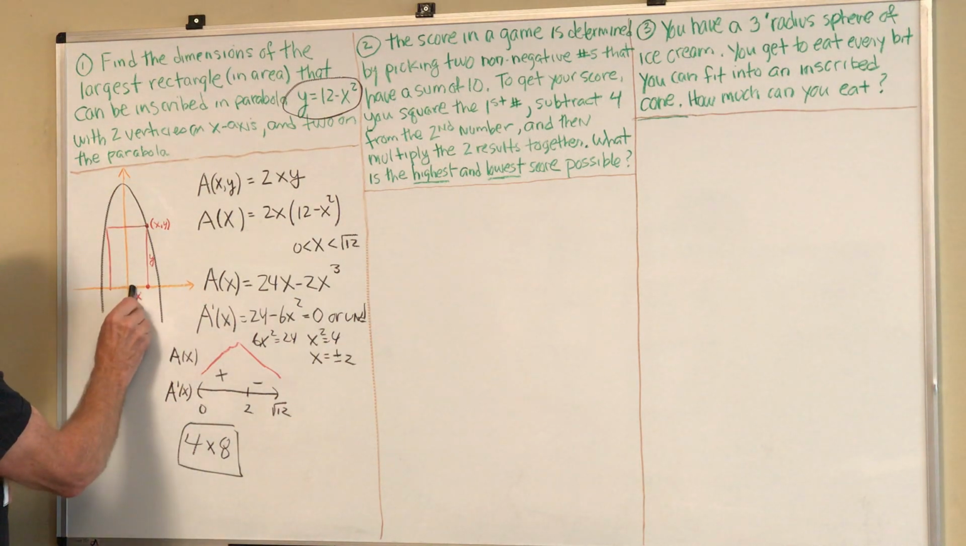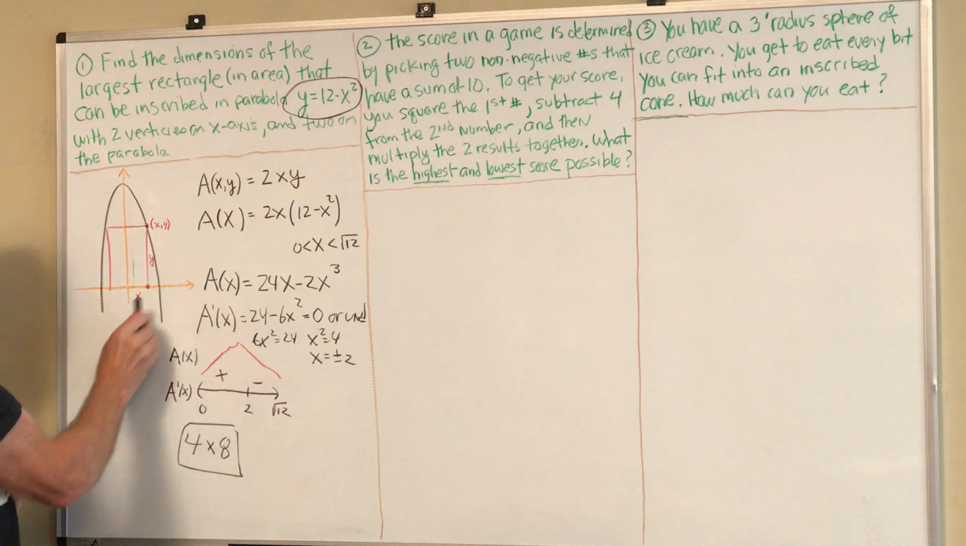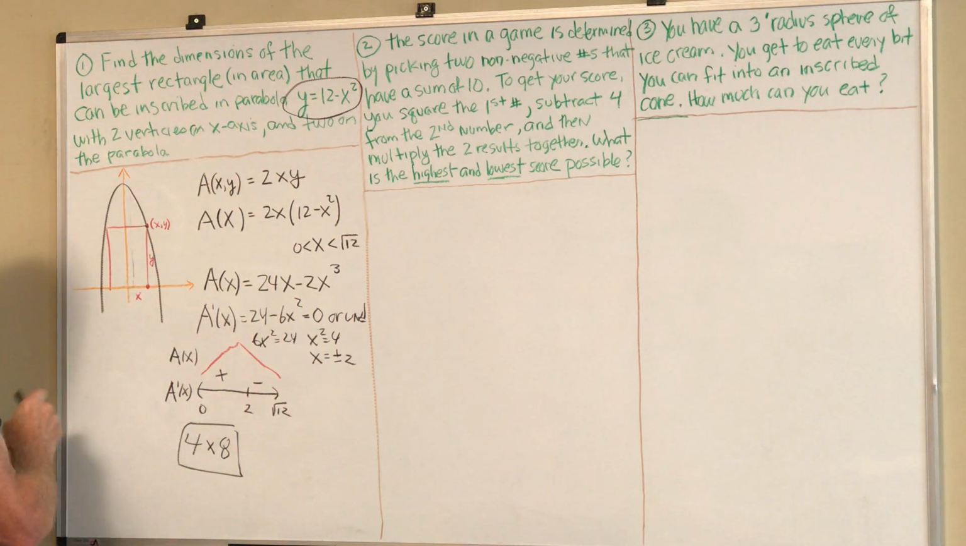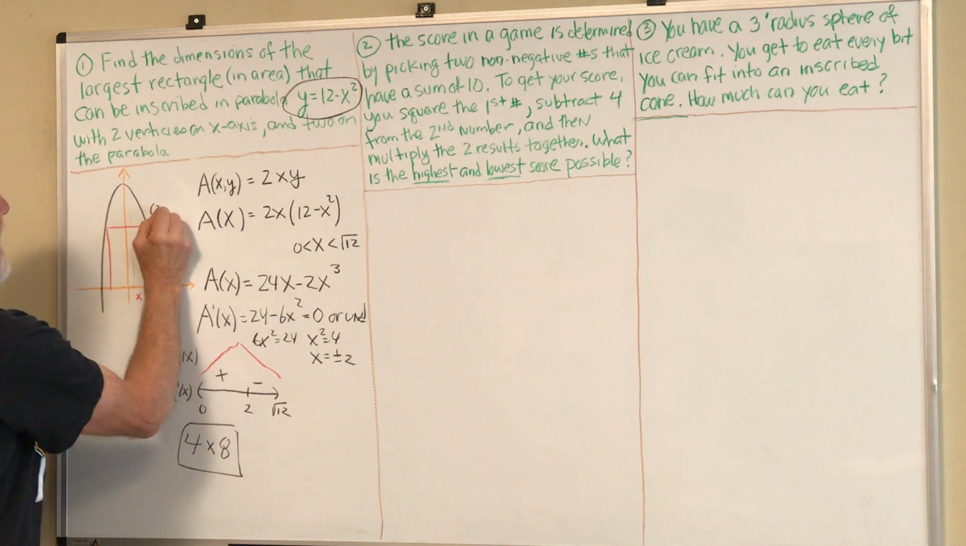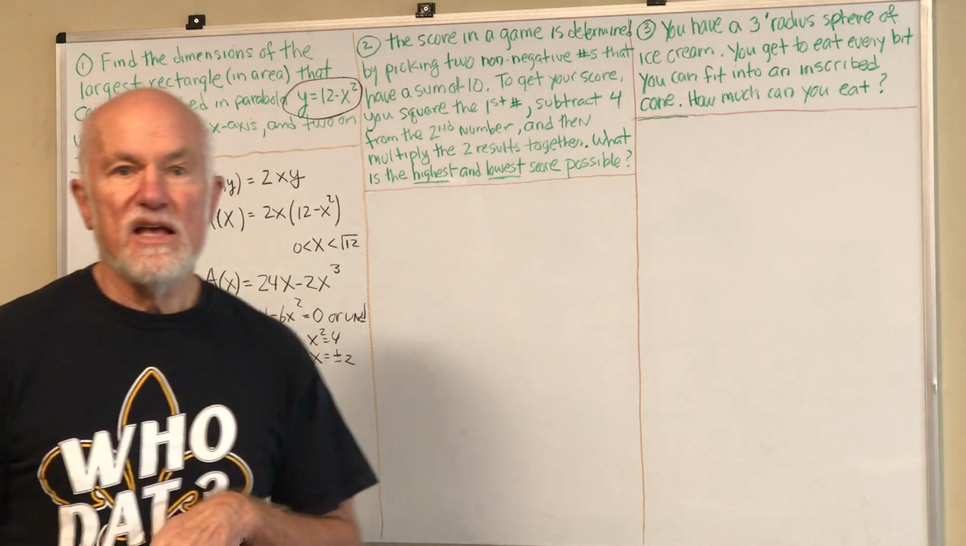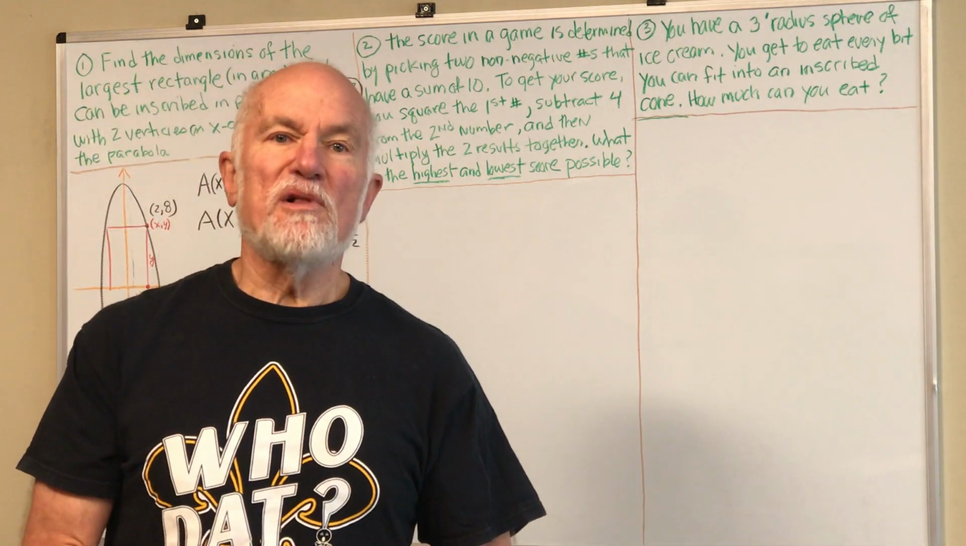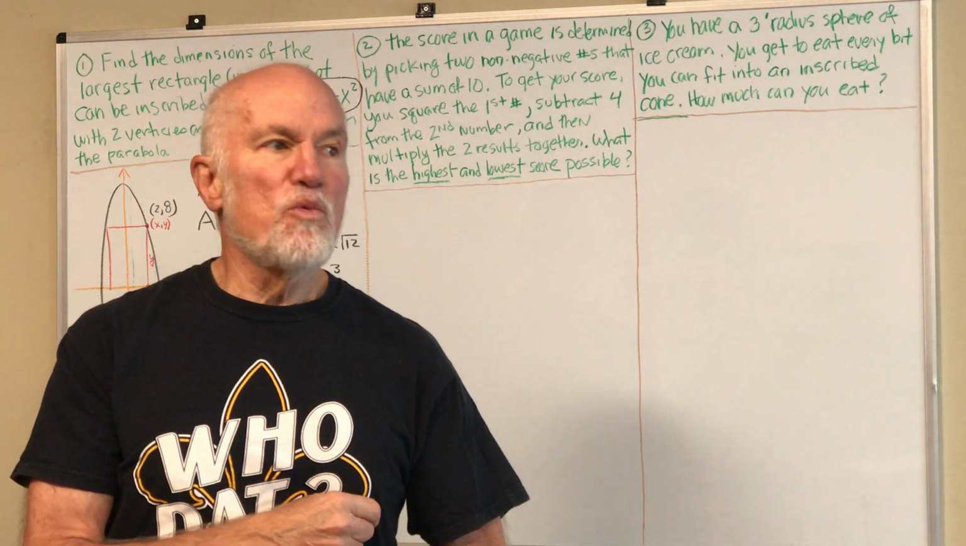We don't want to make a really tall and skinny one, and we don't want to make a short, fat one. We want to make one right here where this point would be (2, 8). So there's our first example of a max-min problem with words.